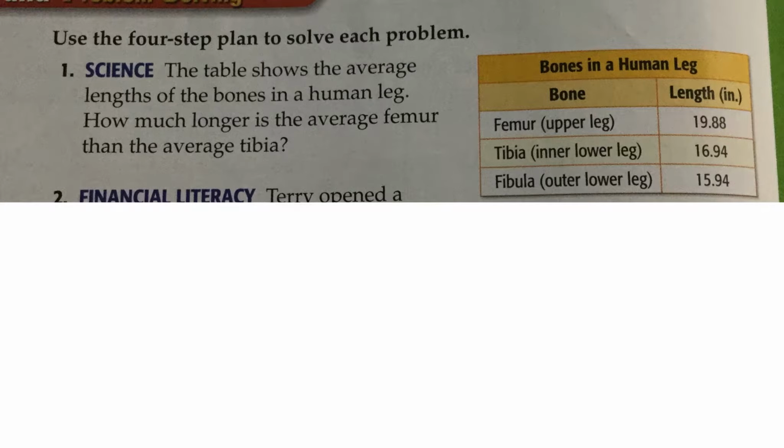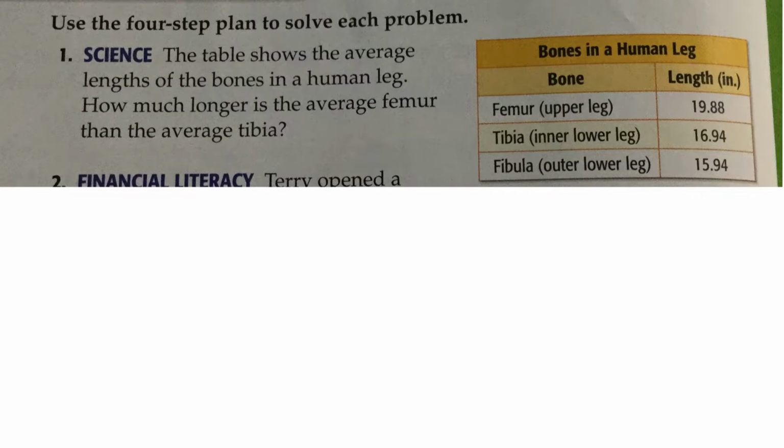Okay, here's number 1. The table shows the average lengths of the bones in a human leg. How much longer is the average femur than the average tibia? So we're wanting to know the difference in length between femur and tibia. So what does difference tell us to do? Subtract.